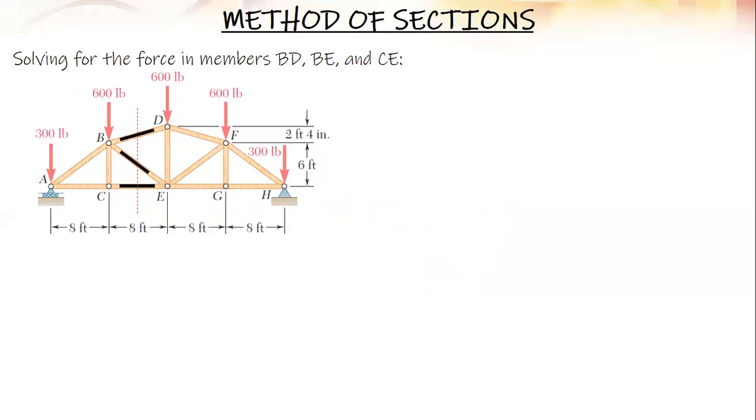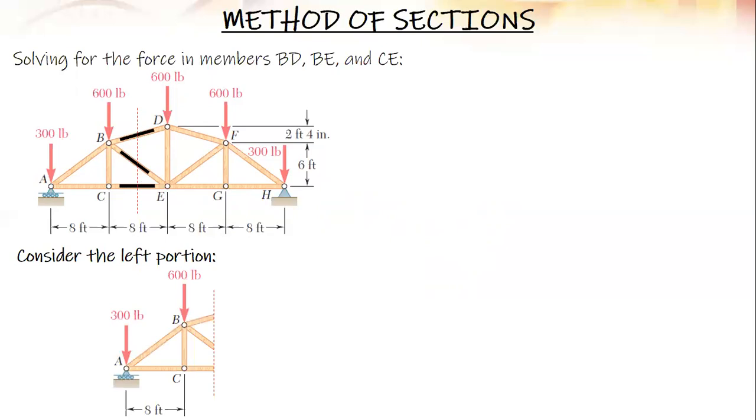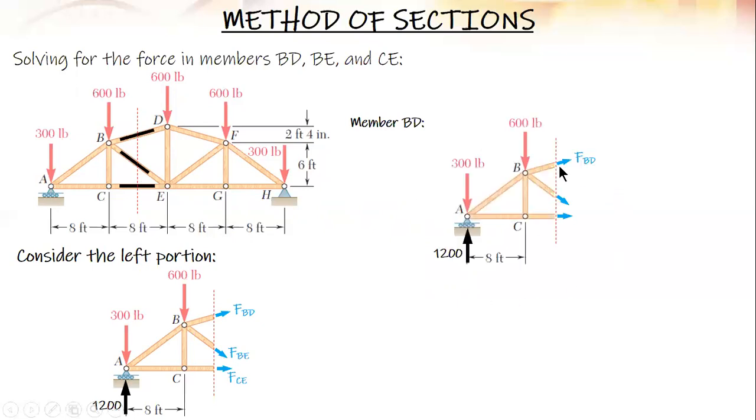And again, let us analyze the left side. So you have 1, 2, and then the forces BD, BE, and CE. Let us start with member BD. You solve for the force of member BD, sum up the moment at the intersection of the other two, BE and CE, which is joint E.